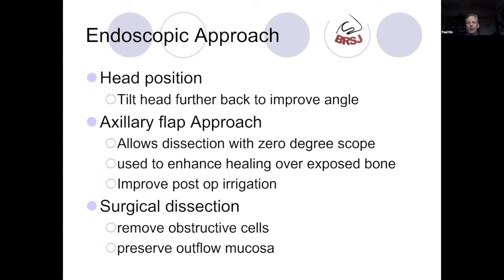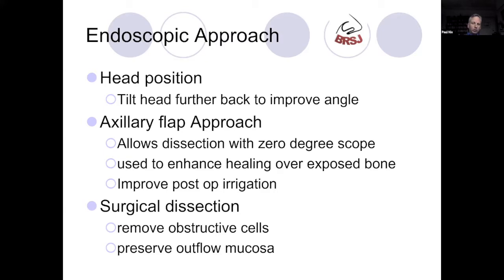And in all cases, I'll use an axillary flap approach. I'll show you that in a moment. Why? Well, it allows most of my dissection in the frontal recess to occur with a 0-degree scope. I can use the flap at the end, if it's still there, to enhance healing over any exposed bone. And in the post-op situation, you've also improved the angle for the patient to irrigate that frontal recess and sinus.